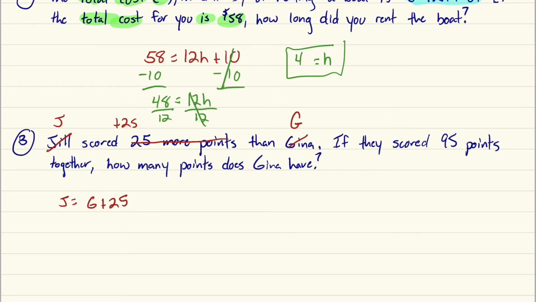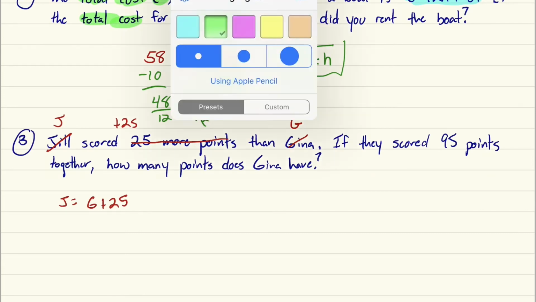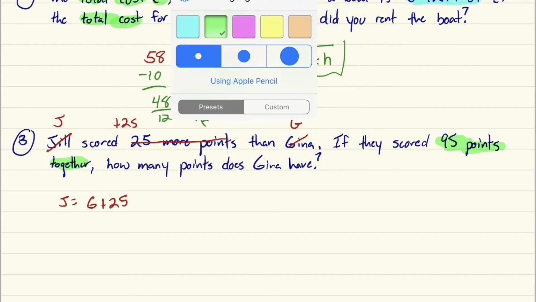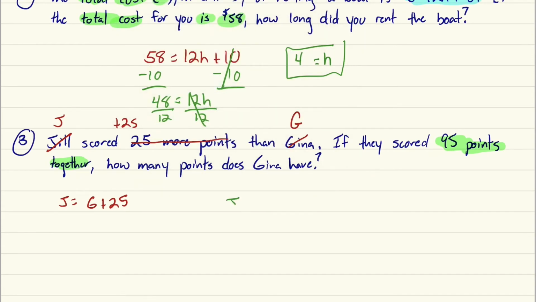Okay, if they scored 95 points together, right, so I'm going to highlight that in green. If they scored 95 points together, so 95 points together would mean that whatever Jill scored plus whatever Gina scored is equal to 95. Okay, so on one sentence, I know that Jill scored 25 more points than Gina. So whatever Gina's score was plus 25 equals Jill's score. And then together, J plus G equals 95.